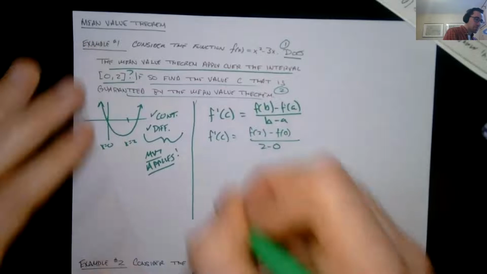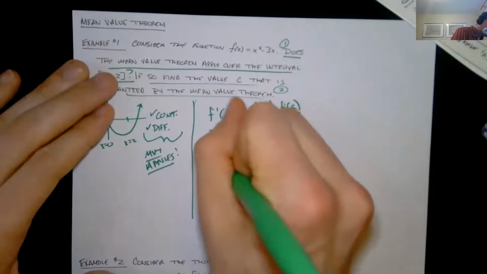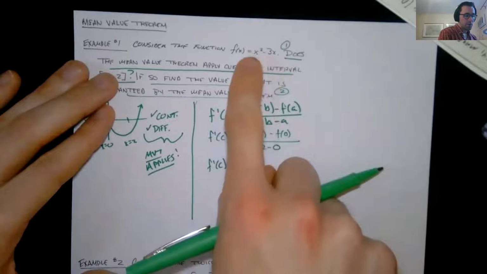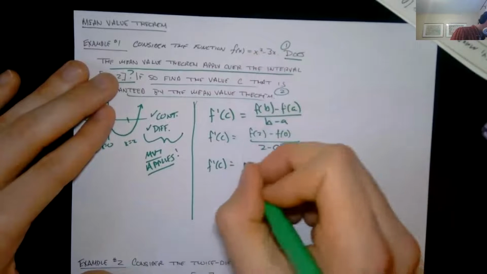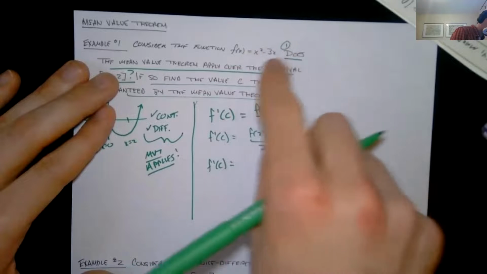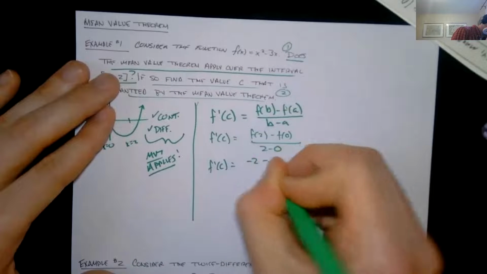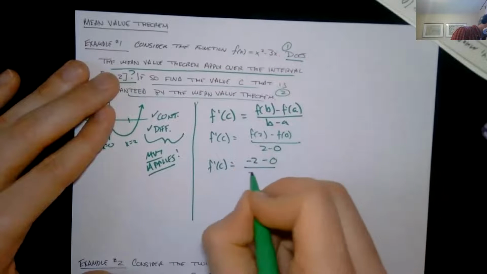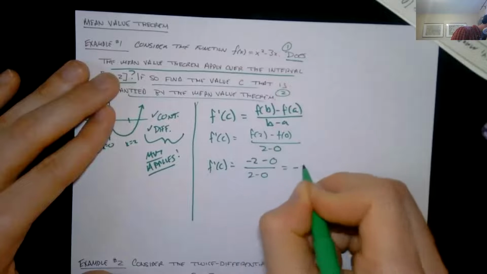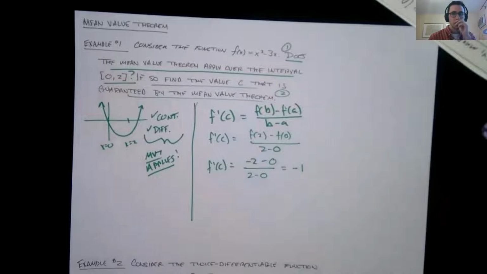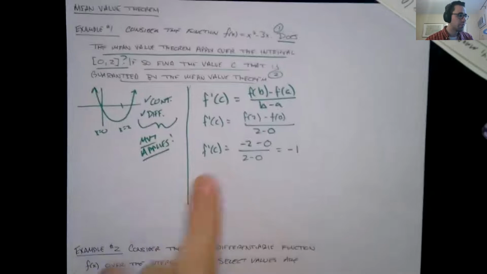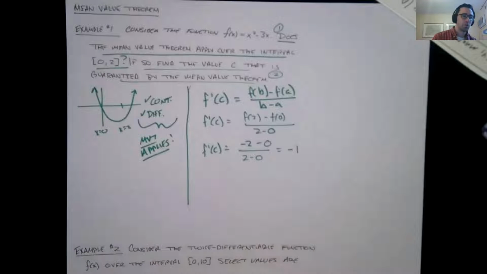I'm gonna do some quick mental math here. f prime of c equals f of 2, which would be 2 squared minus 3 times 2. That's 4 minus 6, that's negative 2. Minus f of 0, which would just be 0. Over 2 minus 0, that gives me negative 1. Now be careful here. We have not found c. We just know the derivative at c equals negative 1.